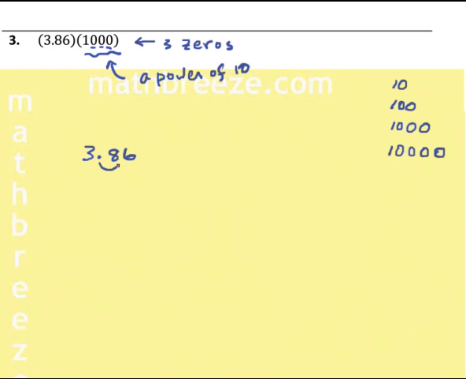So we're going to move 1, 2, move that decimal 3 places to the right. Let's put in a 0 right here as a placeholder. So our product is 3860. And a decimal to the right of our number, which we could include, but we don't have to.